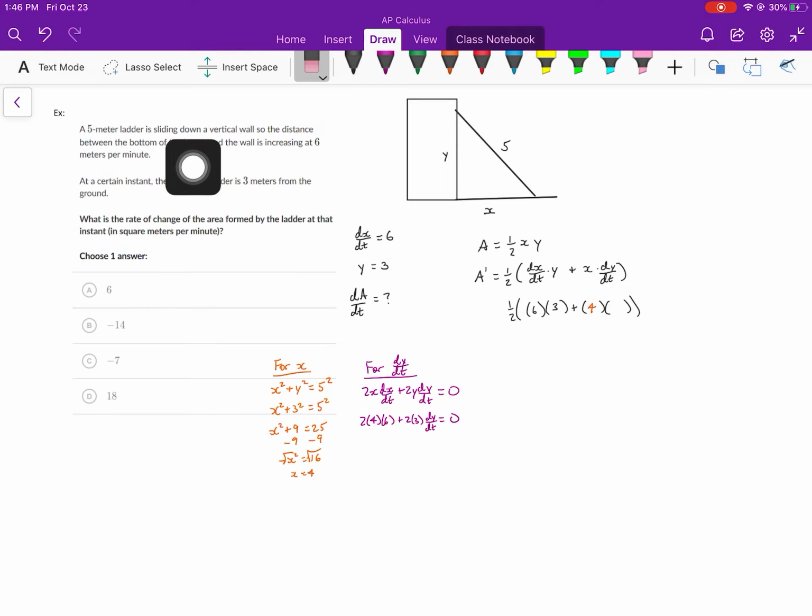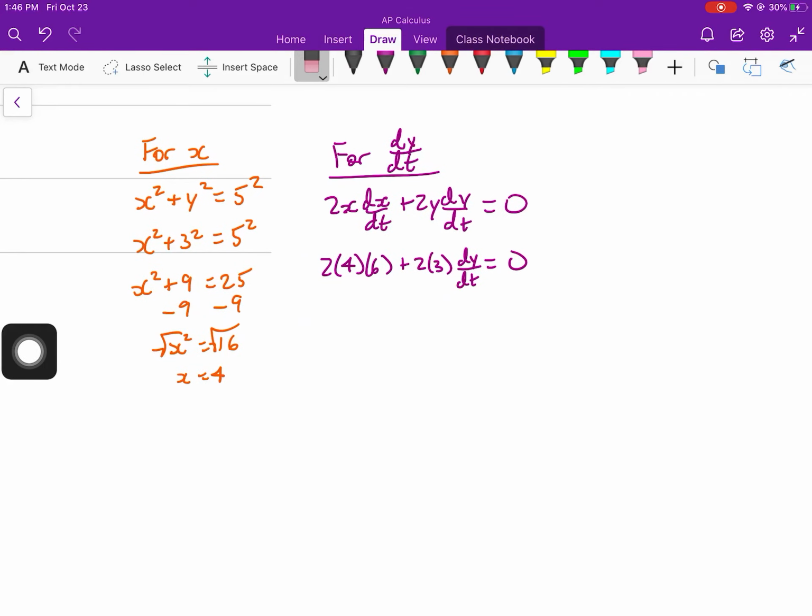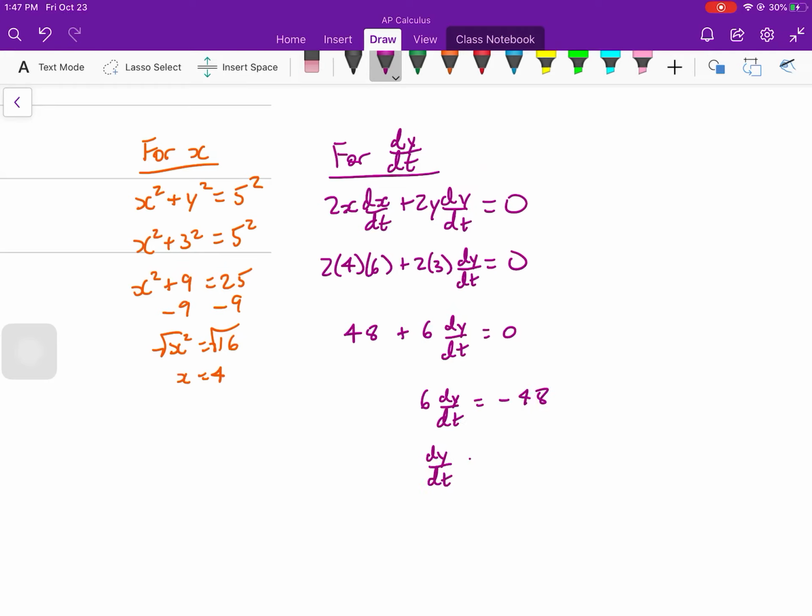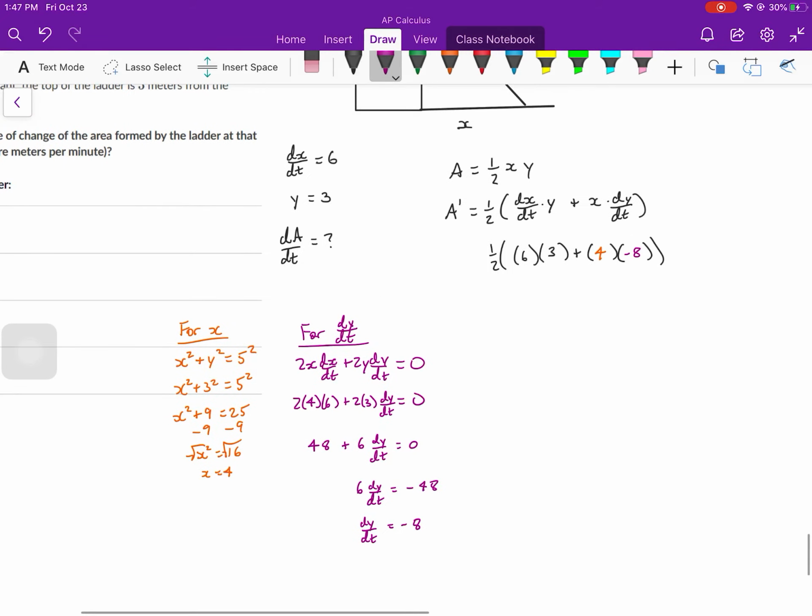I just want to make sure I wrote the right things down. So sliding down the wall, so that the distance between the bottom of the ladder and the wall. Okay, distance between the bottom and the wall. That distance is x. Okay, just double checking that I picked the right ones. So 24 times 2 is 48 plus 6. Subtract the 48. Divide by 6. To get -8. Almost done, guys. And this isn't too bad, is it? So we get 18 minus 48. That's going to be -30.